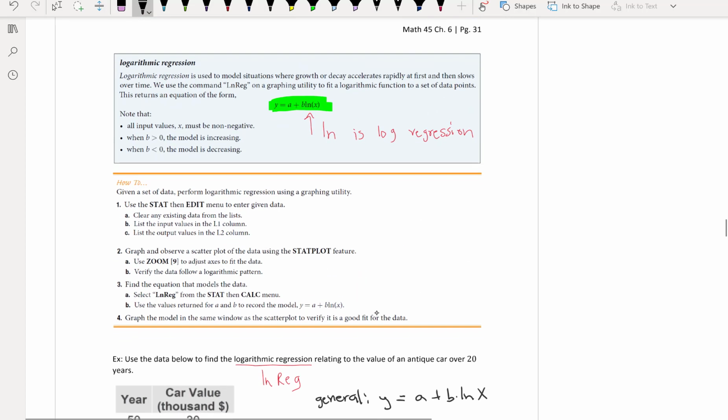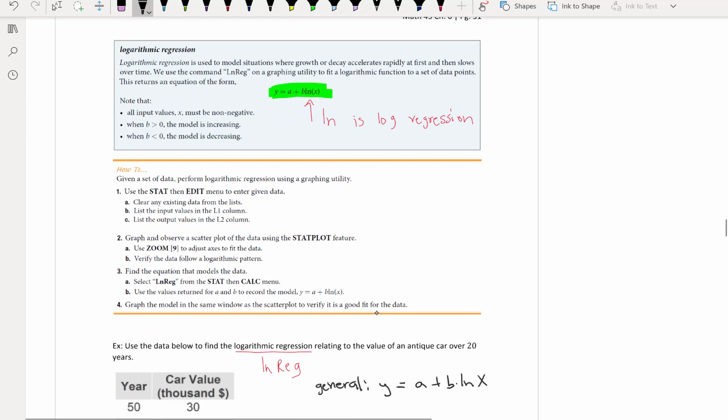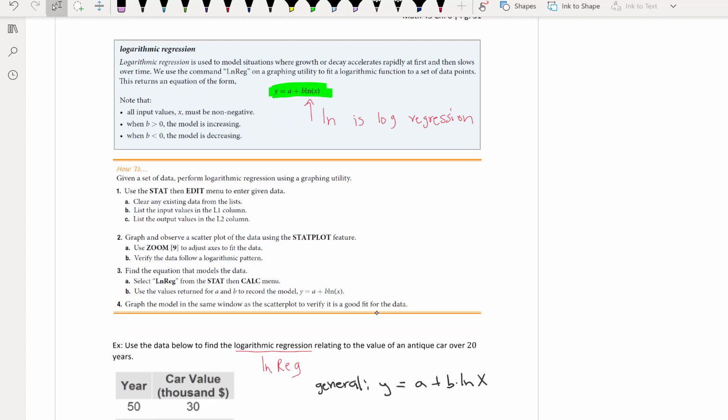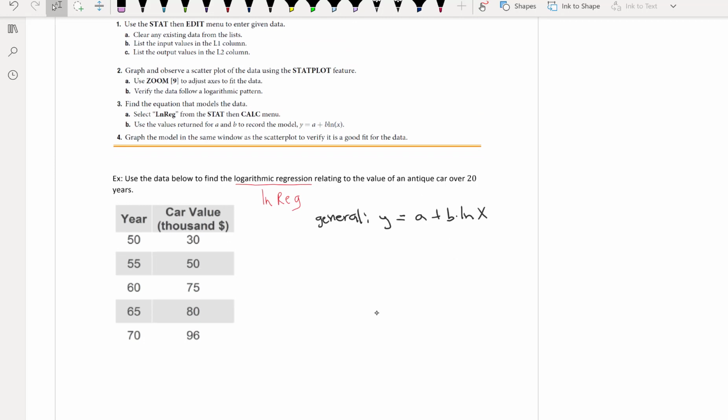And that's what I have here, right? A plus b times ln of x. So I have my x values and I have my y values. So this is my L1 and this is my L2. So my x and y values.